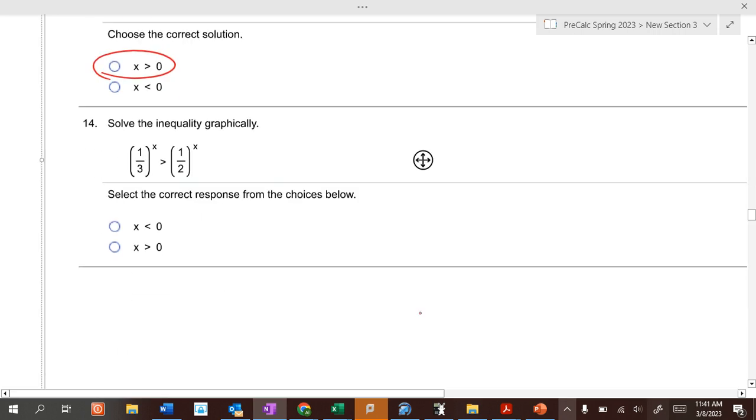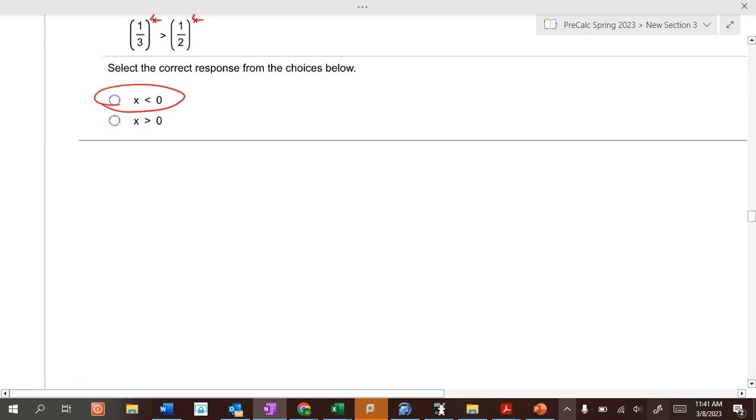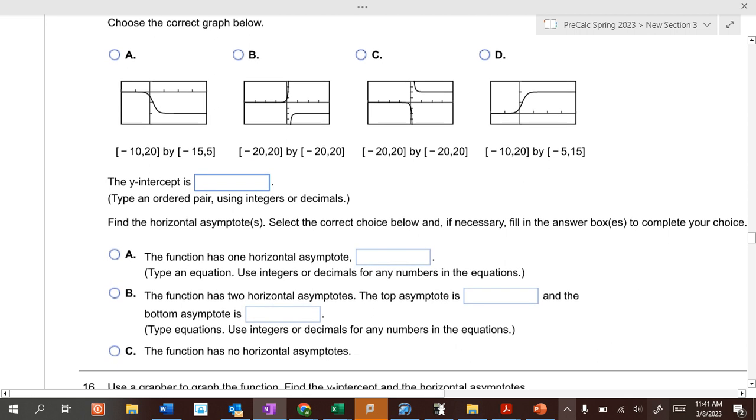1/3 is greater than 1/2. Let's put the second power on here. Does that work? Is 1/9 bigger than 1/4? No, so a number greater than 1 wouldn't work, so the number has to be less than 1, okay? So you'll have problems like that.